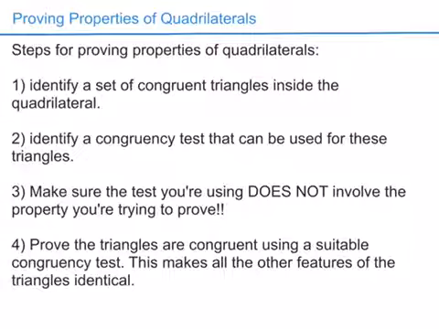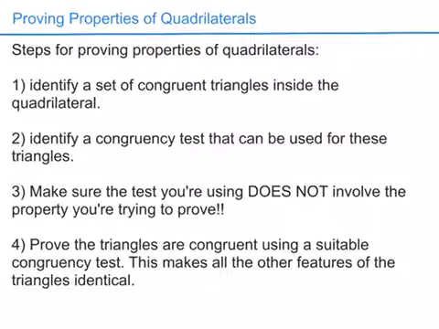If we are asked to prove a particular property about a quadrilateral, let's say for instance that the opposite sides of a parallelogram are equal to each other, then the easiest way to do this is to find two congruent triangles inside that parallelogram and use the fact that congruent means identical to show that those opposite sides are the same as each other.